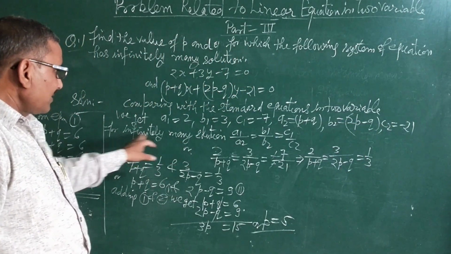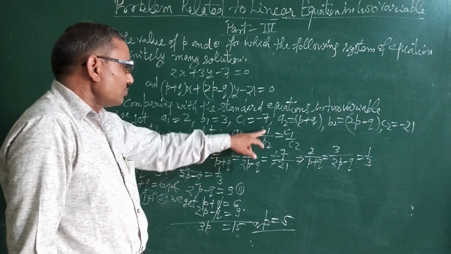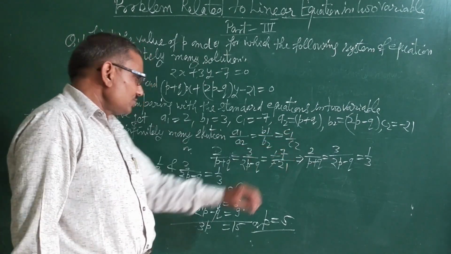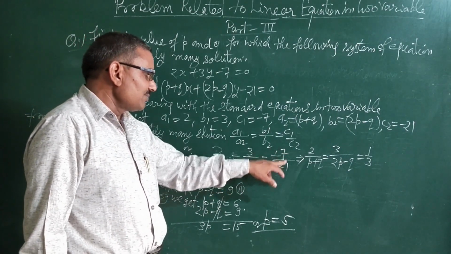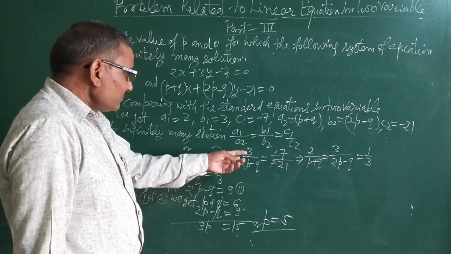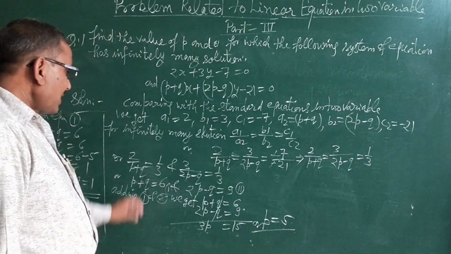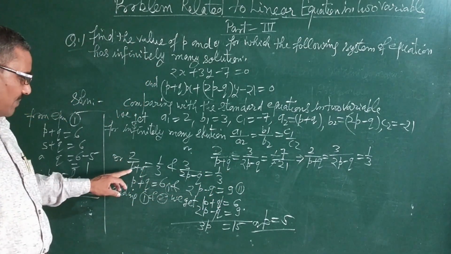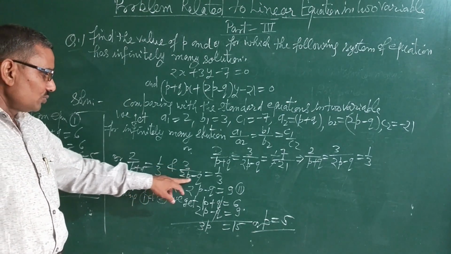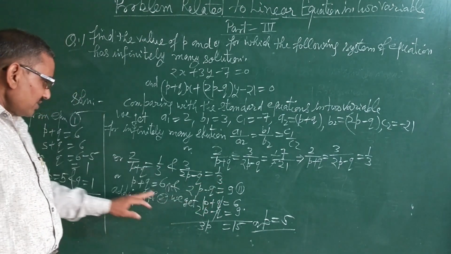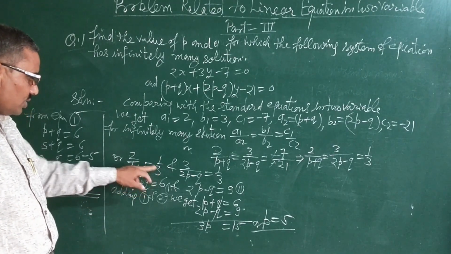Applying the condition for infinitely many solutions, a1 upon a2 is equal to b1 upon b2 is equal to c1 upon c2. That is 2 upon p plus q is equal to 3 upon 2p minus q is equal to minus 7 upon minus 21, or 7 ones are 7, 7 threes are 21. That will become 1 upon 3. Now from first and last, 2 upon p plus q is equal to 1 upon 3 and 3 upon 2p minus q is equal to 1 upon 3. Now taking cross multiplication, here we will get p plus q into 1 is equal to 3 twos are 6.